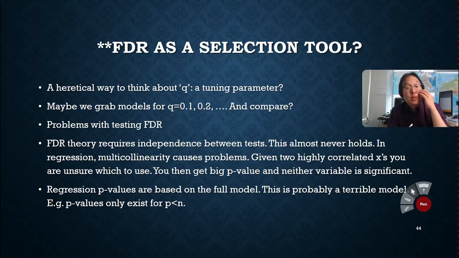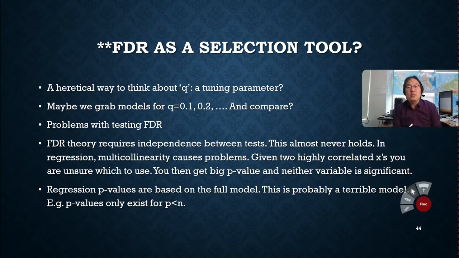The problem with testing FDR is that FDR theory requires independence between tests. Independence between tests means that the 200 variables that you've thrown into that semiconductor regression are assumed to be independent, but they are not, which doesn't make sense. So that is a problem with FDR.